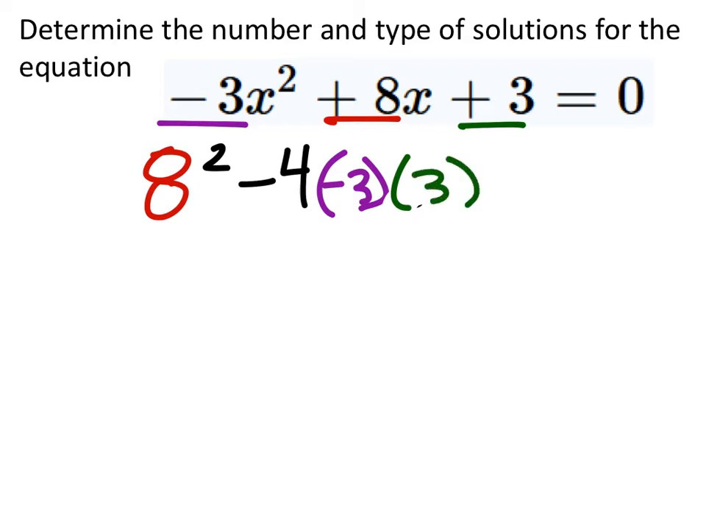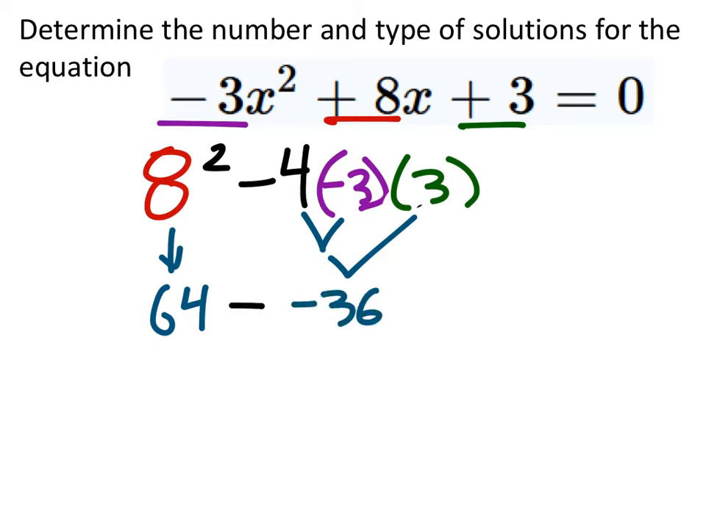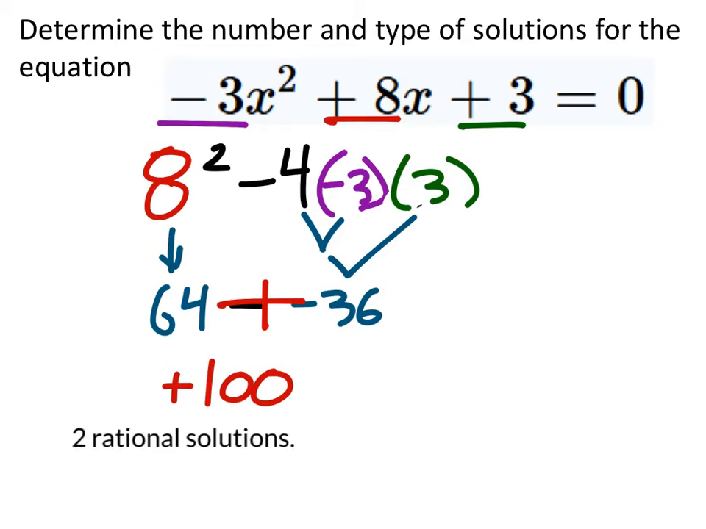Evaluating this, 8 squared is 64. 4 times negative 3 times 3 should be negative 36. So I've got 64 minus 36, that eventually becomes plus, minus a negative. So we have 100, which is positive. And since it's positive, we should have two real answers. There we go. Real or rational. Either way is good.